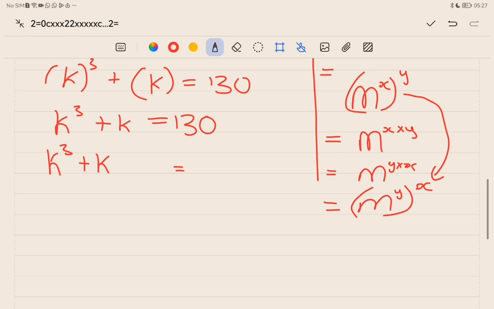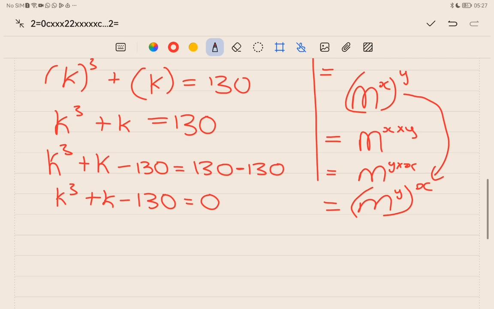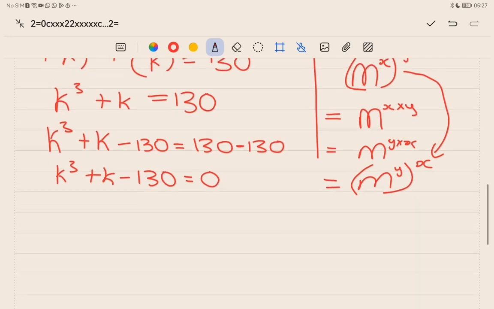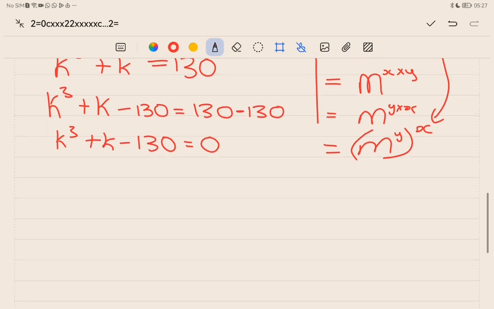So we apply something called additive inverse. In order to transpose, you can subtract 130 from both sides. Then on the right hand side, you will remain with 0. So this is additive inverse, and that's where the concept of transposing comes from. So this is what you have. Now you must solve for k, but remember that k is not our final destination.